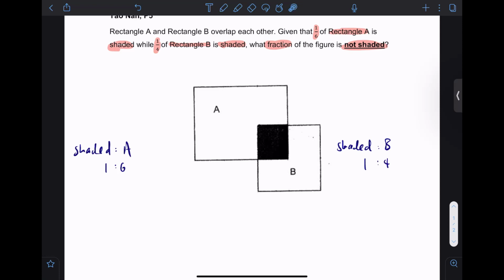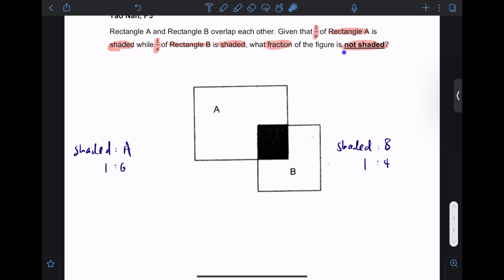Now, since the shaded is the same, right? It's exactly the same area. It's not like it's different for rectangle A and B, right? Because the area here is exactly the same. The repeated identity here is the shaded portion. Okay, so we just have to ensure that both of these are the same. So this question is very nice because both these numbers are already the same.